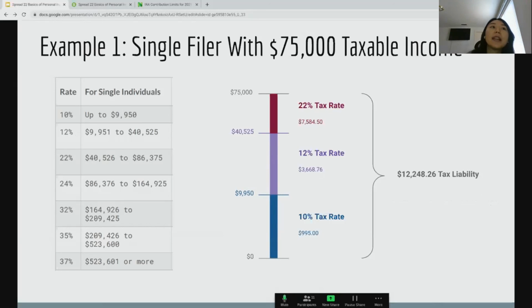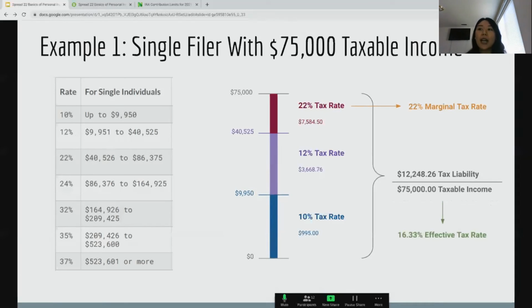And where your taxable income lands, which bracket it lands on, that is called your marginal tax rate. So if anyone asks you what your marginal tax rate is, it's where your taxable income lands. But if we divide our total tax liability by taxable income, we get our effective tax rate. And that's how much you multiply your taxable income by to get your actual taxes until you leave this bracket. So because $75,000 is still within this 22% tax bracket, we can use 16% up until you pass $86,375. So you can multiply your taxable income by the 16% until your taxable income goes into the next bracket. So we multiply taxable income by the effective tax rate to get our tax liability. And where your taxable income lands is your marginal tax rate.